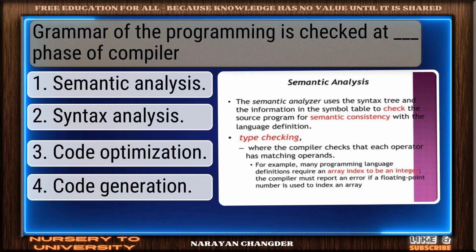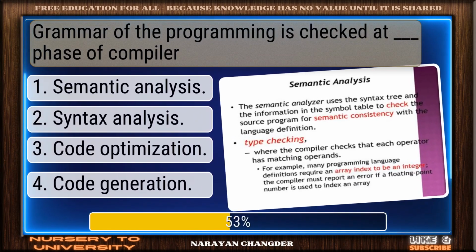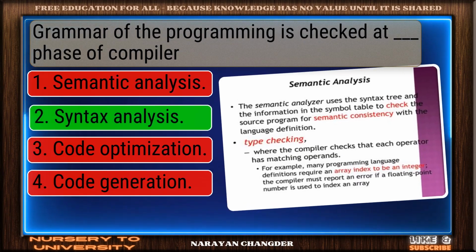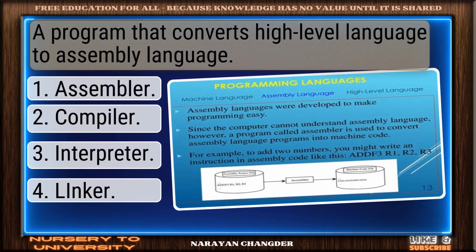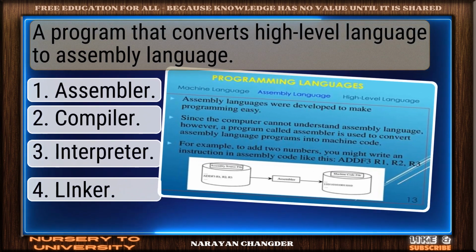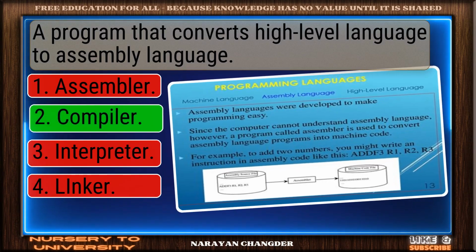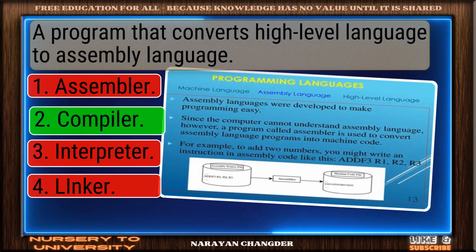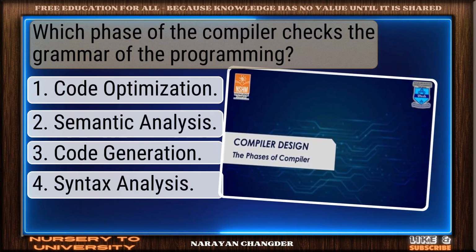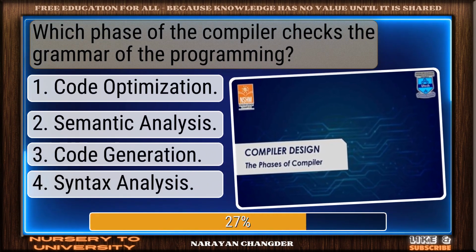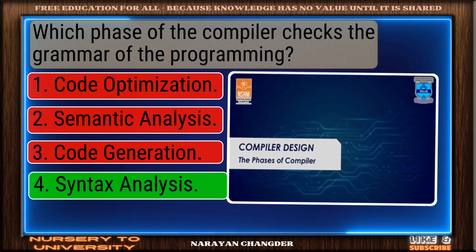Grammar of the programming is checked at dash phase of compiler. Correct. Syntax analysis is spot on. A program that converts high-level language to assembly language. Solid response. Compiler is valid. Which phase of the compiler checks the grammar of the programming? Perfect. Syntax analysis is the one.